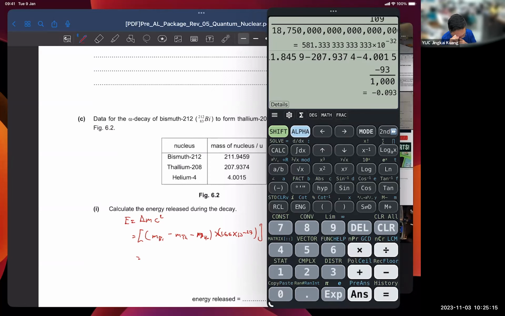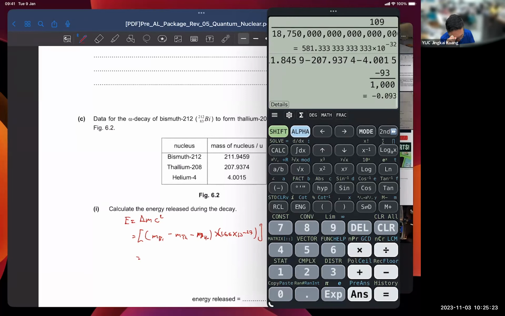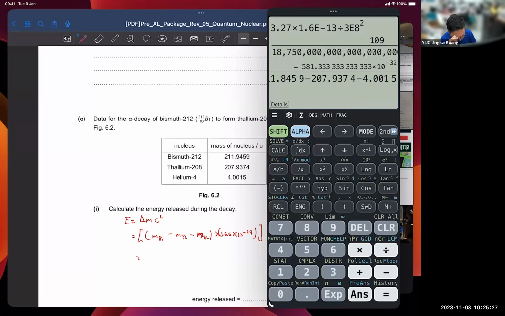Why is it? Wait, did I do anything wrong? Product, helium. I think I keyed something wrong here, right?